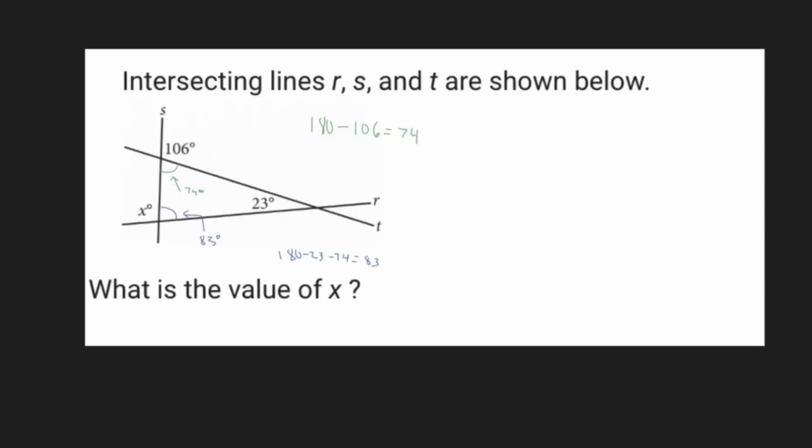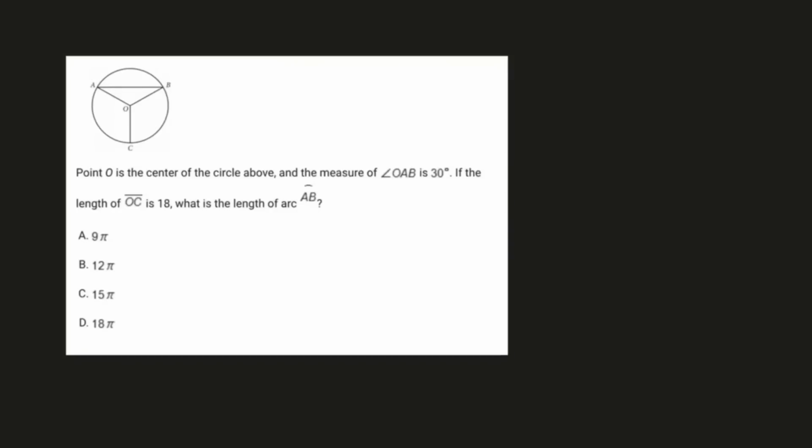Now why? Because we have two angles lying on the line R. Any two angles on a line will be equivalent to 180 degrees. And so here we're going to just do 180 minus 83 and get our value of x, which is going to be 97 degrees. And yeah, that's how you solve this one.